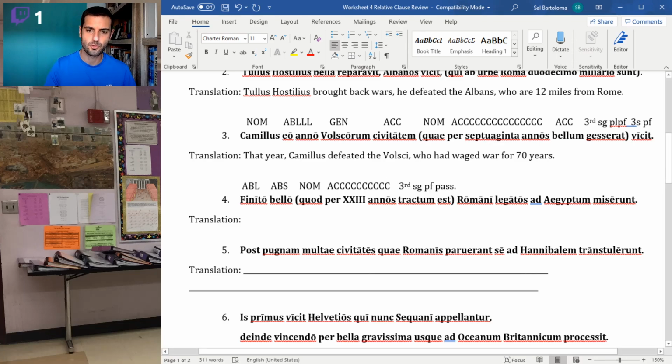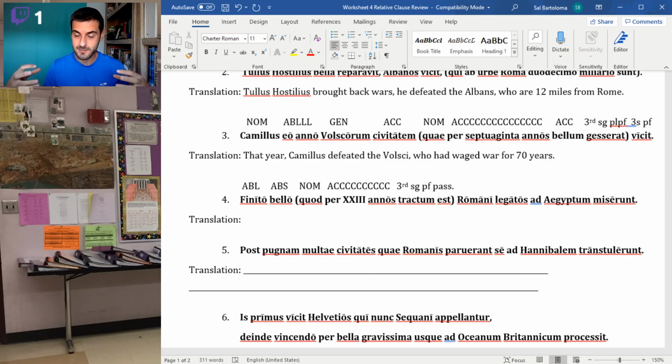Traho means to drag. So if you think about the idea, the war which was dragged through 23 years, we wouldn't say it was dragged through that many years. We would probably say it dragged on for 23 years, or it lasted for 23 years. And then we get into our actual sentence. So we have our subject, we have our direct object, we have a little place to which, and then we get our actual verb, right?